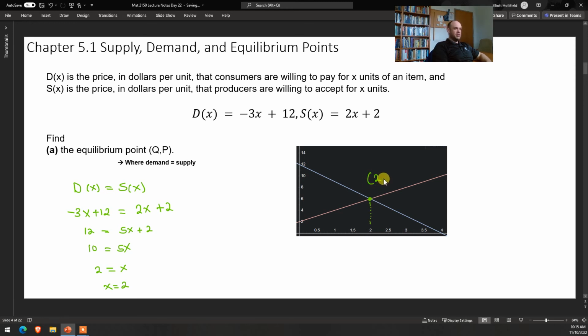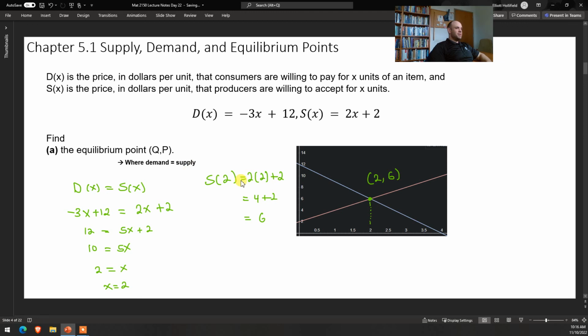Now we know the x value, and we need to find the corresponding y value. We can use either function. I'm going to use the one without the minus signs. We can say that the y value for our equilibrium point will be s of 2. Now that's equal to 2 times 2 plus 2, or 4 plus 2, which gives us 6. Now we know our equilibrium point is 2, 6.